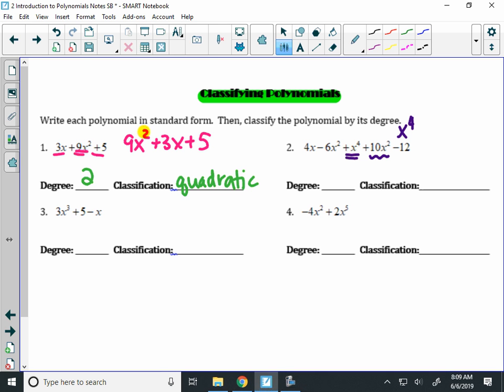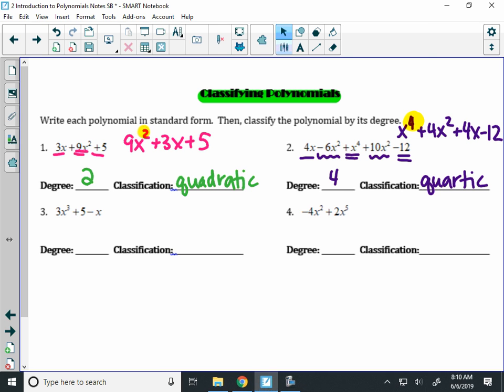It looks like I have 2 different terms with x squared. I have 10x squared and negative 6x squared. Those combine to be positive 4x squared. Then I get a plus 4x. And finally, on the end, minus 12. The degree of this polynomial, the highest exponent, is 4. So we call that a quartic. Quart means 4.